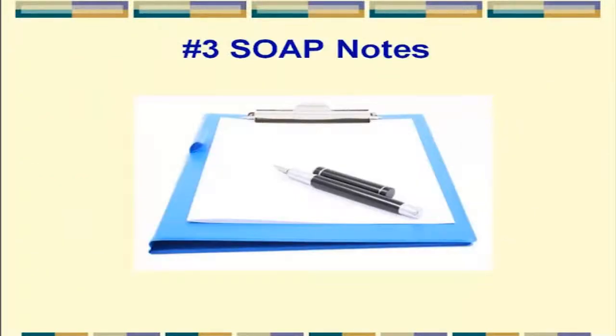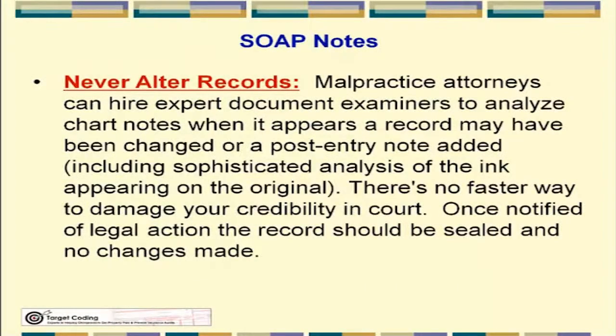Step number 3, SOAP note documentation. Just going to throw a few things out here. Never alter your records. Malpractice attorneys can hire expert document examiners to analyze chart notes when it appears a record may have been changed. So you cannot alter, change, delete, erase, add anything to your SOAP notes once they've been entered into the record.